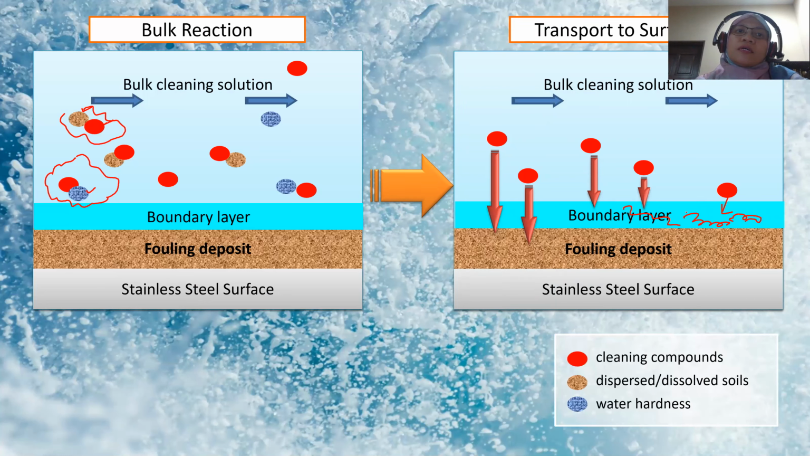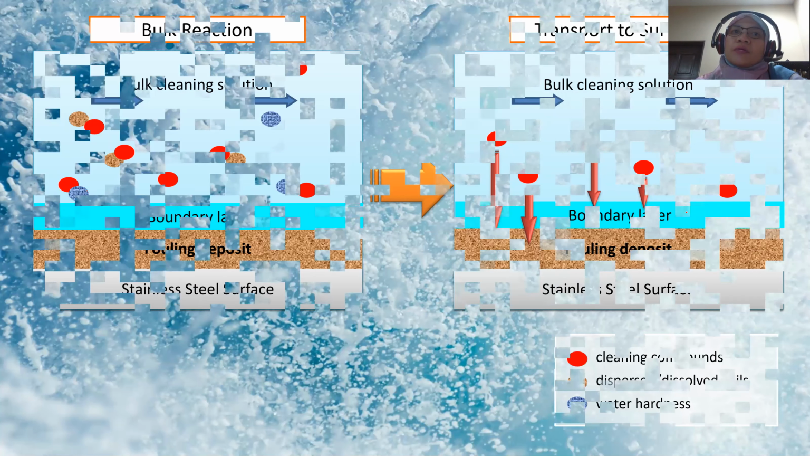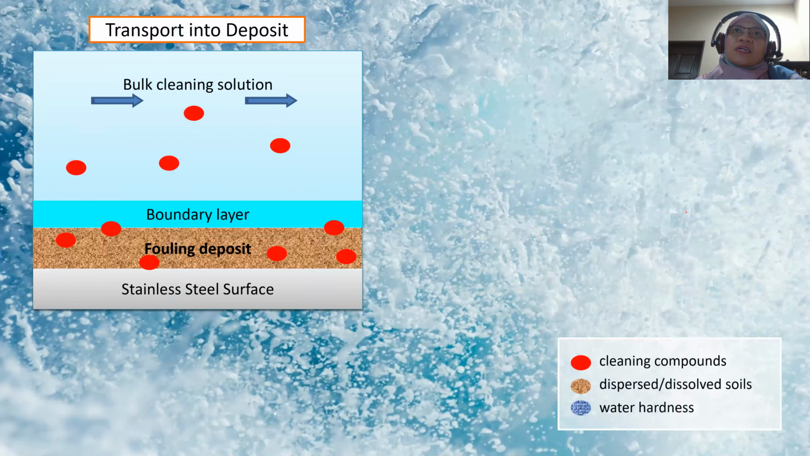Then the next step is the detergents are transferred into the fouling deposit and react with the deposit. This may happen by capillary and molecular diffusions. Surface active agents will accelerate this process and weaken the deposit substrate bonds.